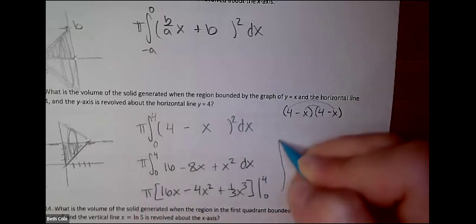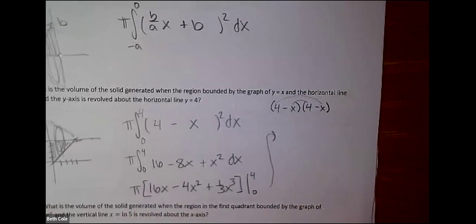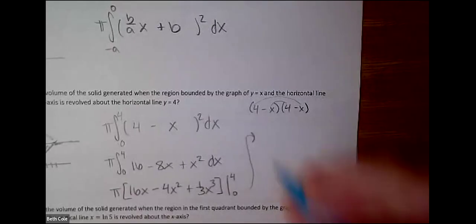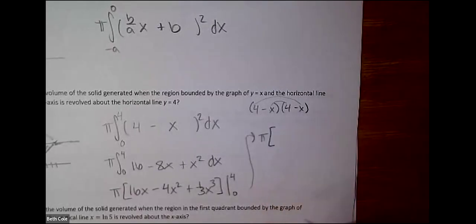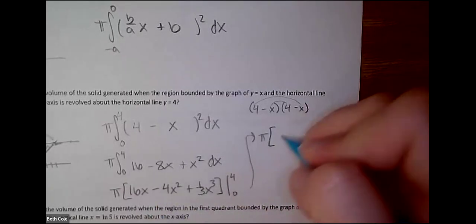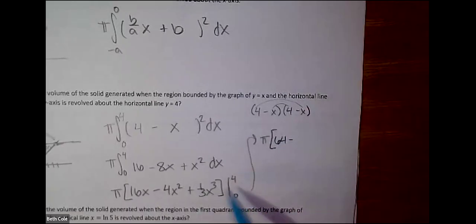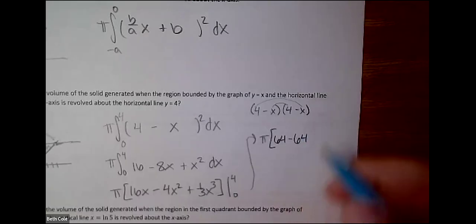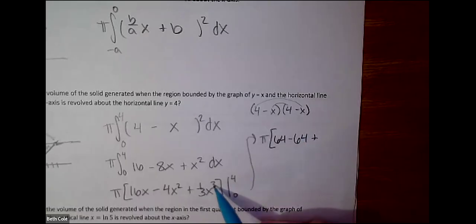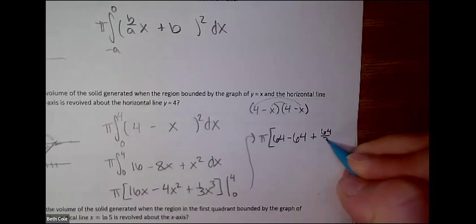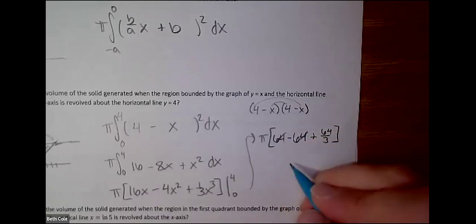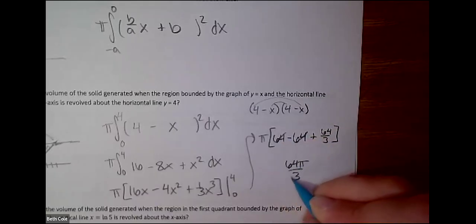I can get away with not plugging in 0 since that's going to just give us 0. So I'm going to just plug in 4. So let's see, 16 times 4 would be 64. 4 squared is 16 times 4 would be 64. Okay, so that's convenient. Plus 4 cubed is 64, so 64 thirds. These cancel, which was really nice. So 64 pi over 3.